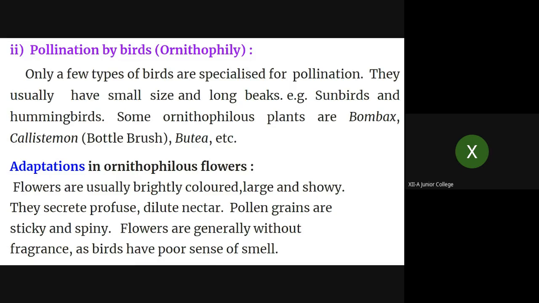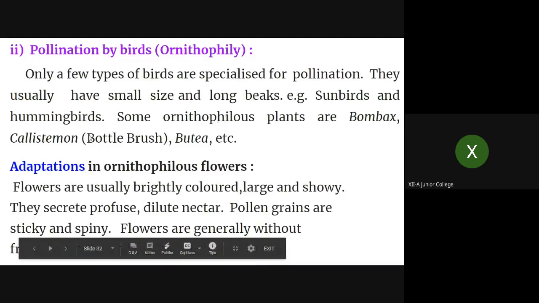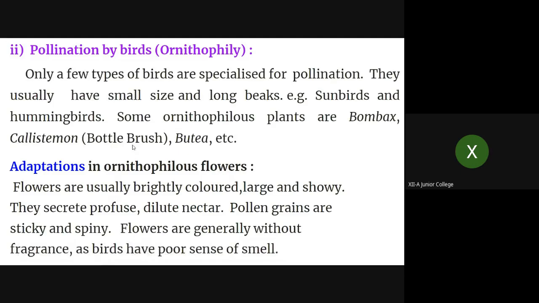So now the most common examples are sunbirds and hummingbirds. You must have observed them also. And the examples of ornithophilous flowers are bottlebrush and Butea monosperma, that is palash, you can see. Okay, colorful, attractive flowers. Now, what are the adaptations seen in ornithophilous flowers? We'll see. Flowers are usually bright colored, large, and showy. Why bright colored? So that these birds get attracted. Large because it has to bear the weight of the bird, and showy for the attraction of the birds.